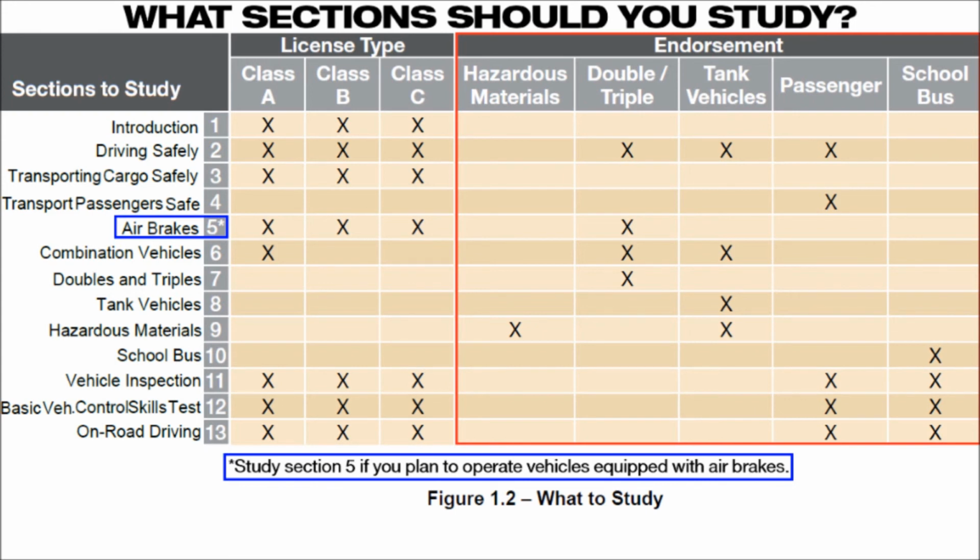If you are studying Section 5, that means you plan to operate vehicles equipped with air brakes. You may want to pause the video and review this.